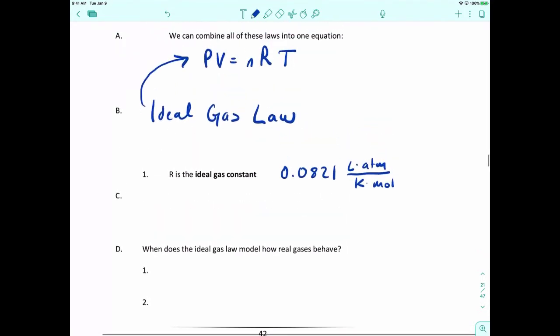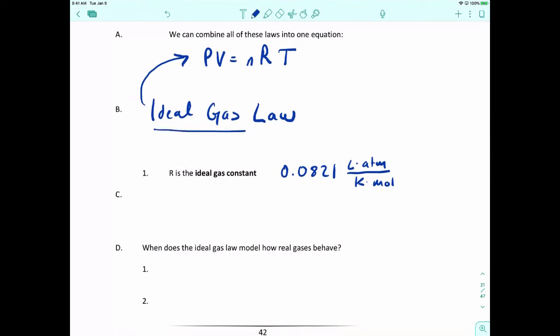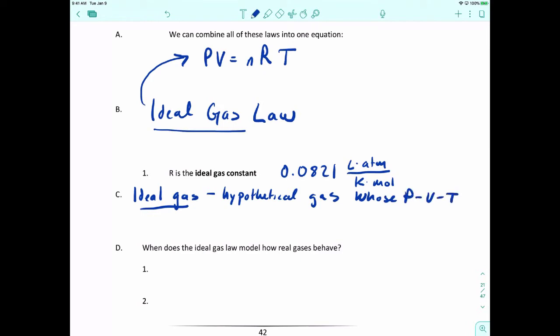Now, the reason why we keep saying the phrase ideal gas and not just calling it gas is that we're trying to make a point about what an ideal gas is. So let's define an ideal gas. An ideal gas is a hypothetical gas whose pressure, volume, temperature relationship can be completely accounted for by the ideal gas law.